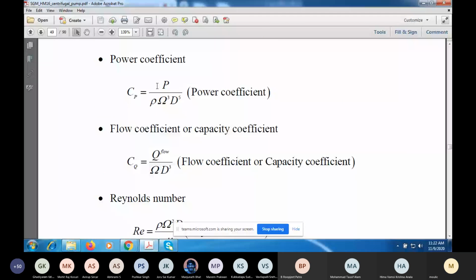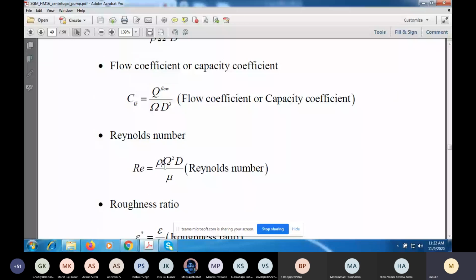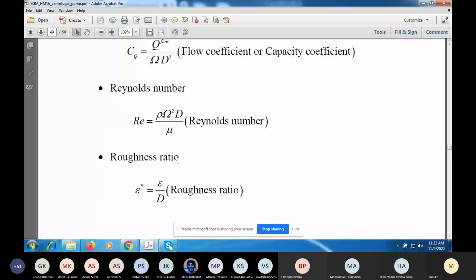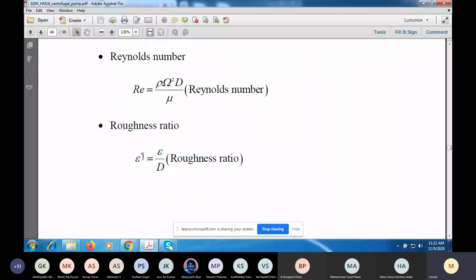They are related. Likewise, you have a flow coefficient or a capacity coefficient, which is the volume flow rate by omega D cubed. So again, this is 1 by second and this is meter cube. So the denominator is meter cube per second. So this is non-dimensional. And if you look at the fluid properties, then you will have a Reynolds number using a velocity which is omega D. And you also have the roughness ratio, that is the average roughness height epsilon by the diameter of the impeller. So in your second year course, you must have studied Moody's chart, and you know for turbulent flows, the friction factor is affected by epsilon star.